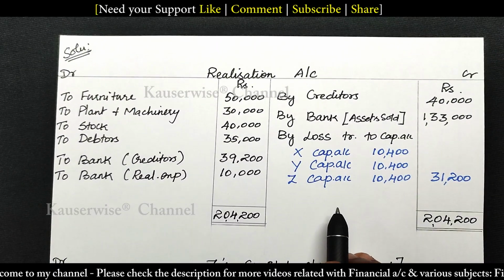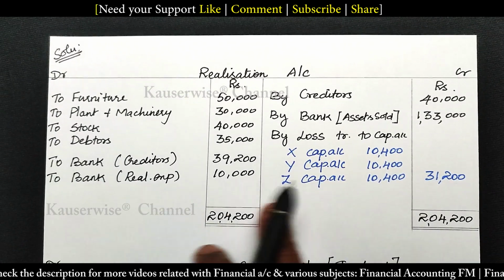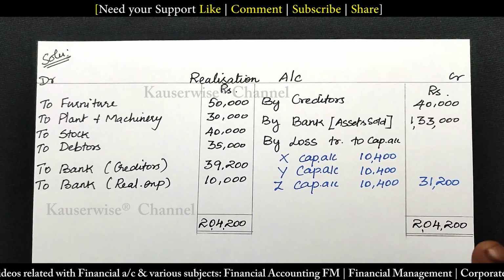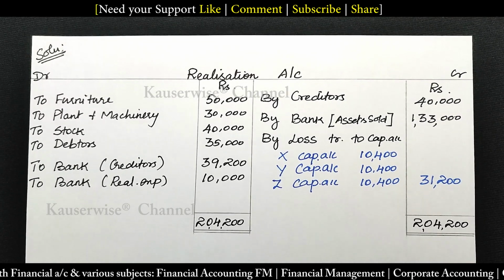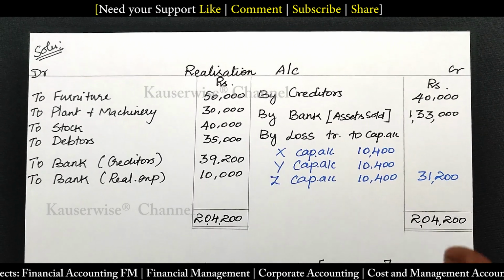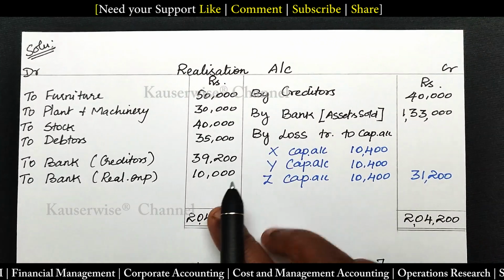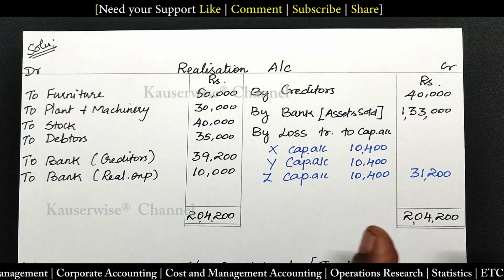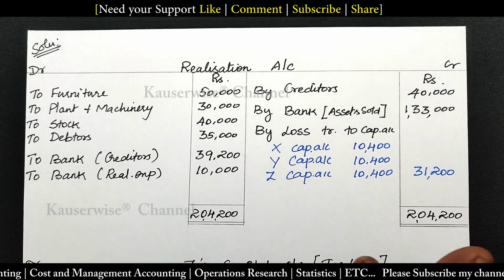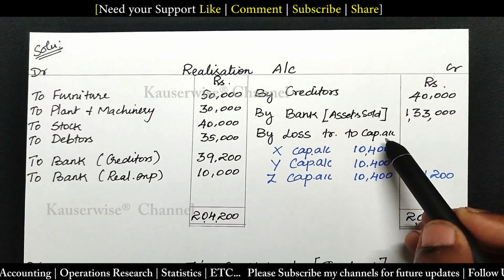See the realization account. Here we have got a loss of 31,200. Whatever may be the result, that will be transferred to all the partners' capital accounts. In the previous video, we transferred the loss to partners' current accounts, because if the partners maintain the fixed capital method, the loss or profit is transferred to partners' current account. But according to this method, when the partners maintain the fluctuating capital method, the loss or profit will be transferred to partners' capital account.